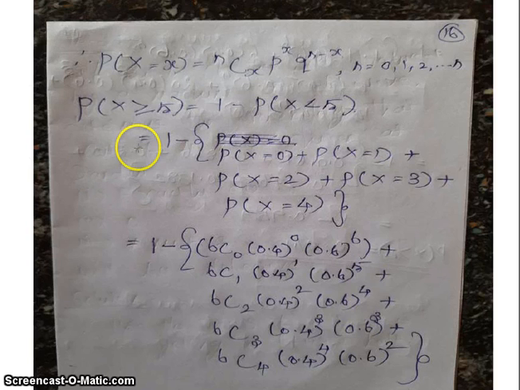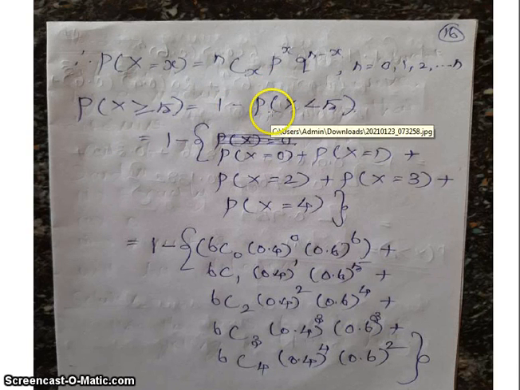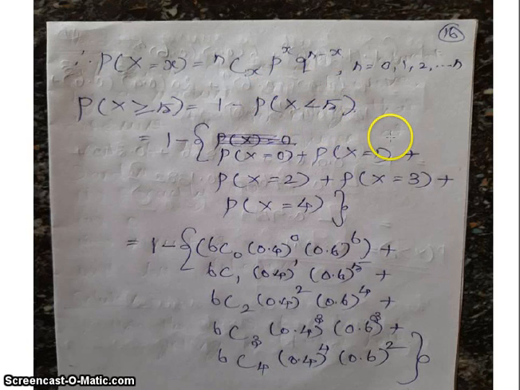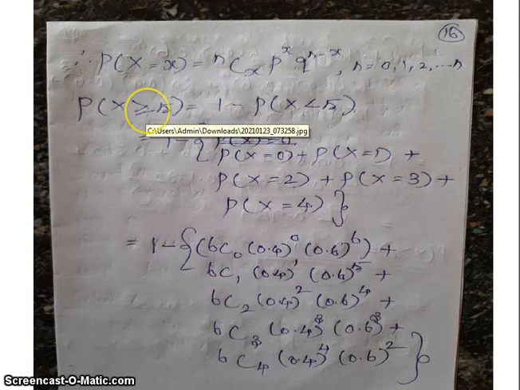So total probability is 1, and if we calculate P of x less than 5 and deduct that value from 1, we will get the remaining value. The remaining value is P of x greater than or equal to 5. Less than 5 means 0, 1, 2, 3, 4, so only 5 values we can calculate. But greater than or equal to 5 means 5 and above, infinite, and we cannot calculate all those values. So this is how we have to calculate.